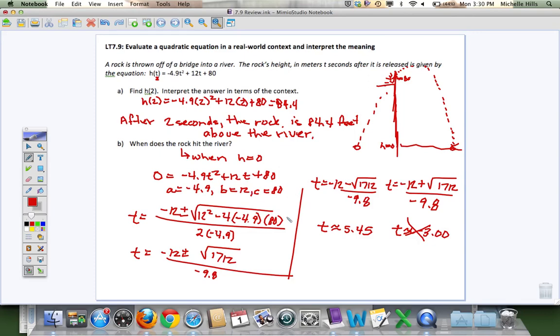so this one is gibberish for this problem. So the rock hits the river 5.45 seconds after it is thrown. That's the only one that makes sense for this problem.